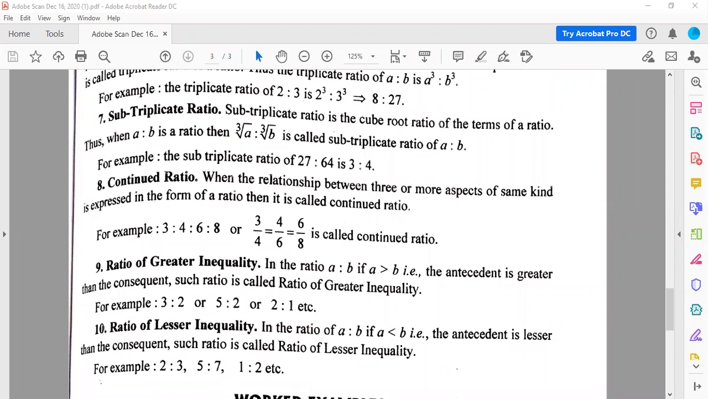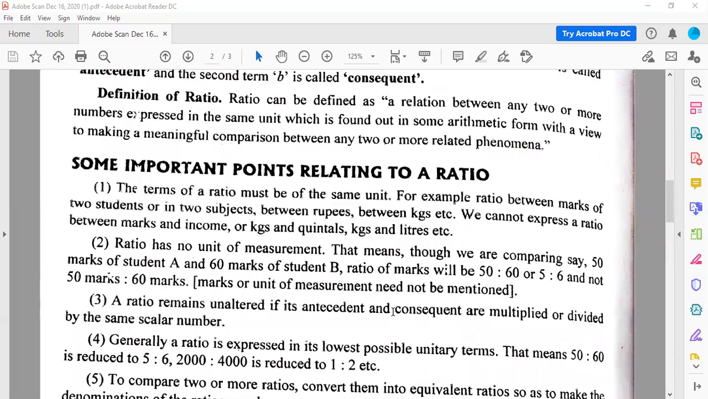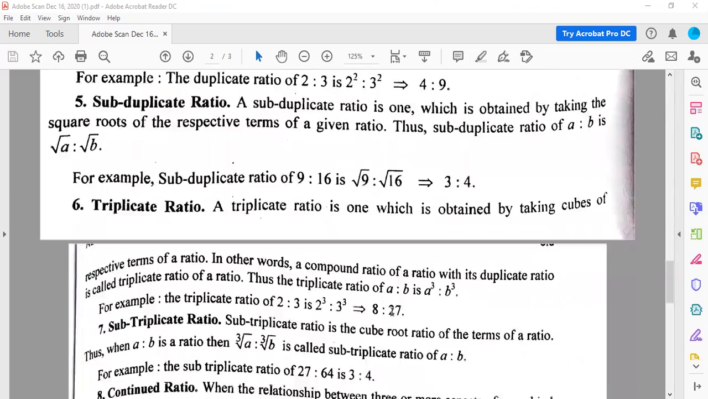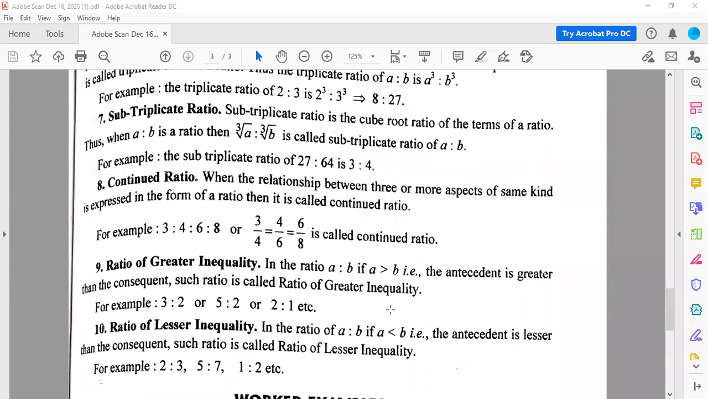Any doubts? Any type of ratio you want me to explain again? Everybody understood? Good, Rida. Everybody understood? Okay, good. Now, in the next class, we shall start the problems. Okay, we'll stop here for today and we shall start the problems from the next class.